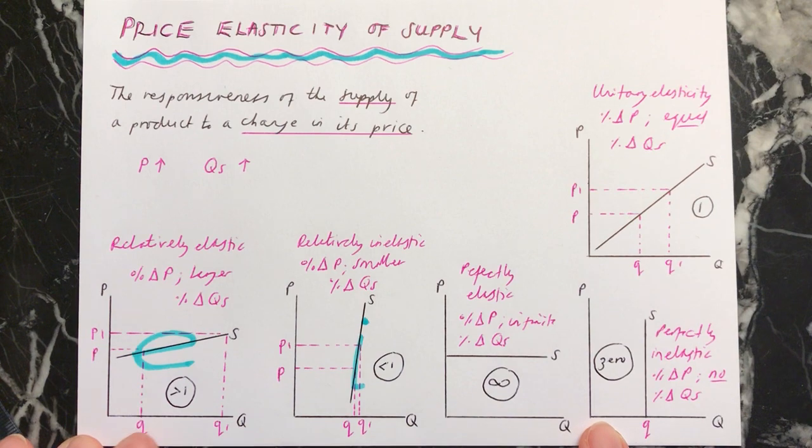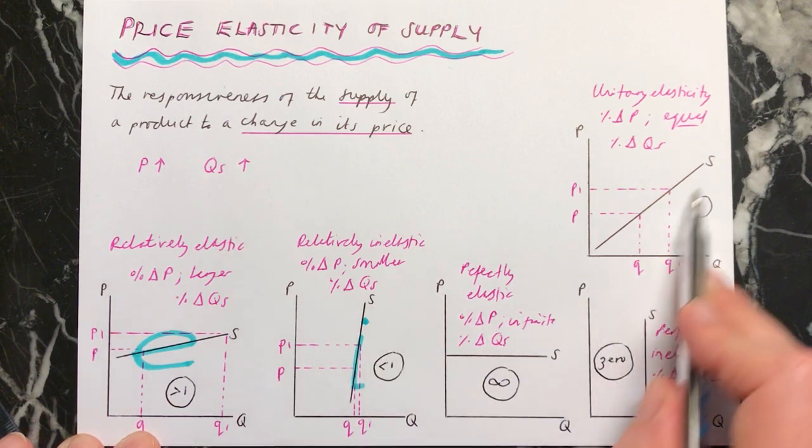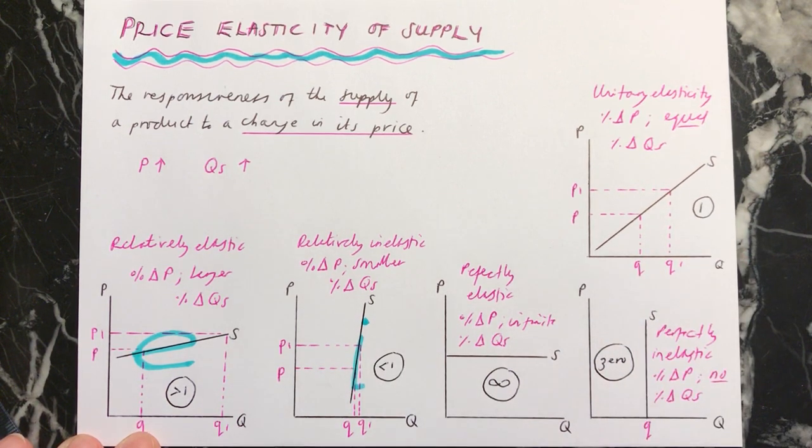And another side point, your price elasticity of supply is always going to be positive because your curve is sloping upwards, in these cases anyway, apart from when it's infinity.